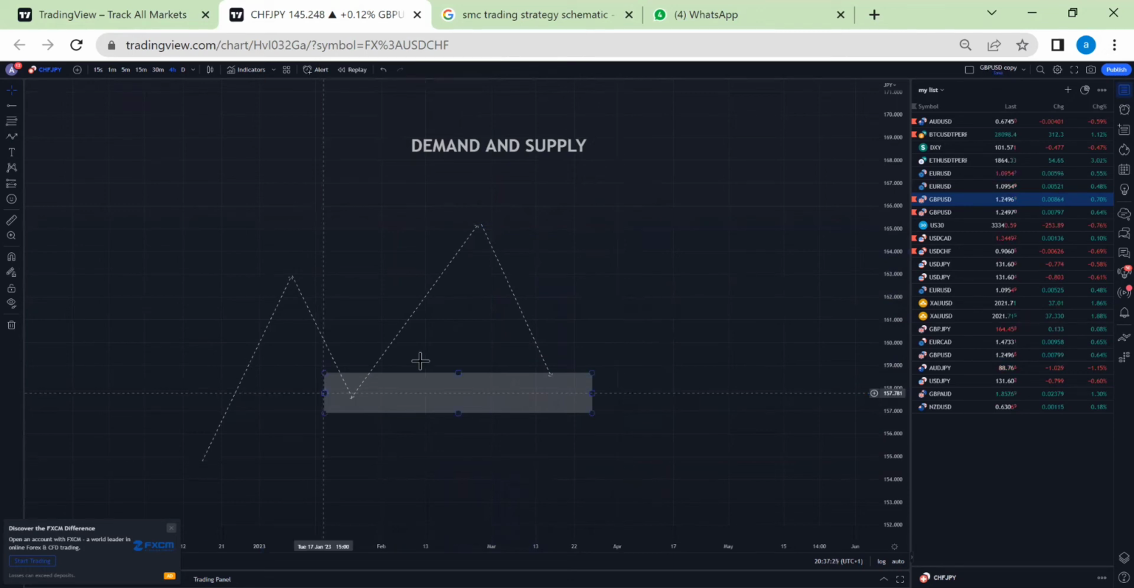Now, if I delete all those, we have our break of structure. Can you see it? This break of structure is around the higher low, the last demand where people bought from. That is where people will still be interested in buying again. That's where we call the demand zone.